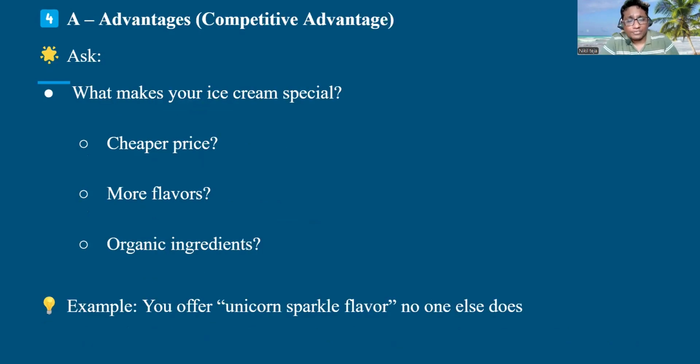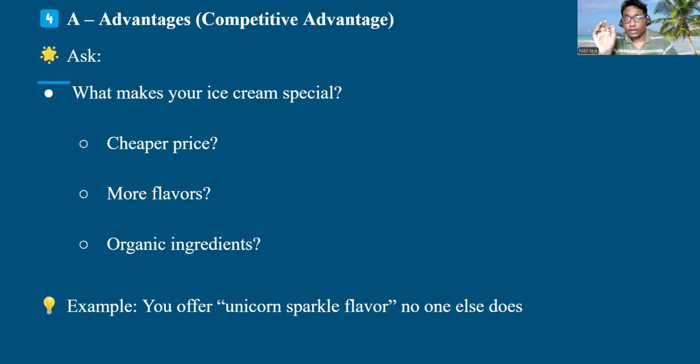Fourth one is advantages. Advantages are nothing but competitive advantages. So what are the competitive advantages? What is my USP? USP is nothing but unique selling point. What is the unique selling point, so that customers will be attracted to my product, to my ice cream? Target customers will be attracted to my product, and I will be getting market share in the market. What is the competitive advantage of your ice cream?